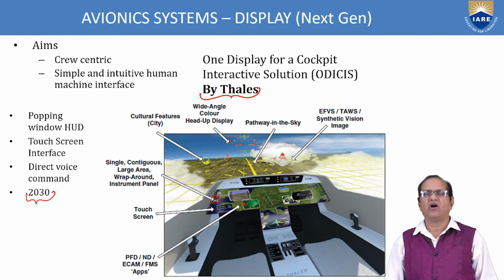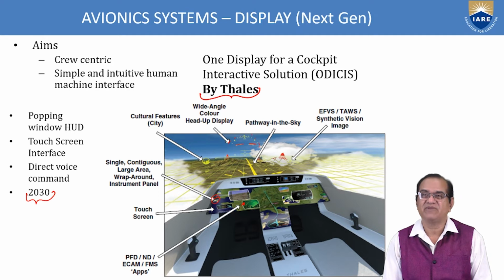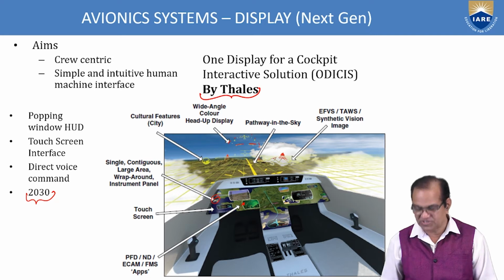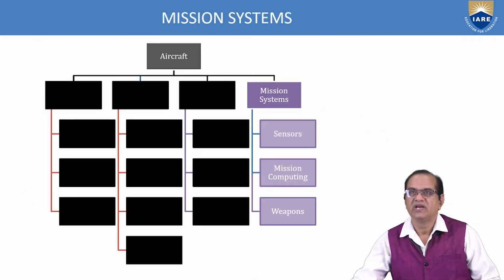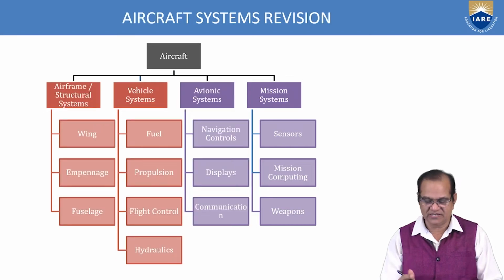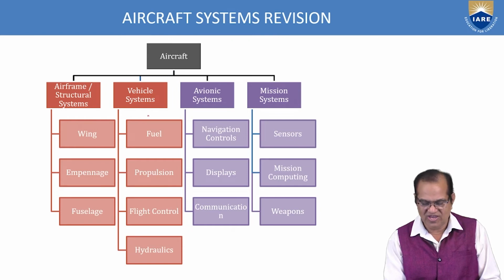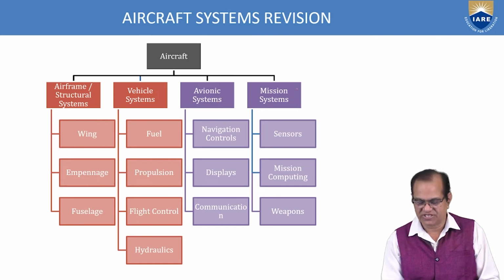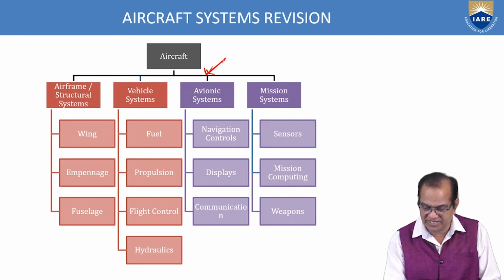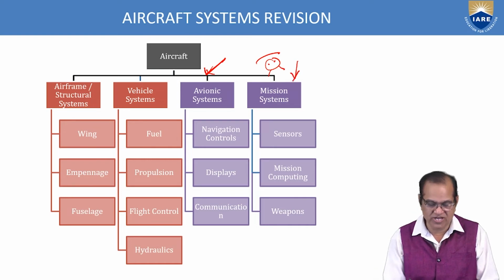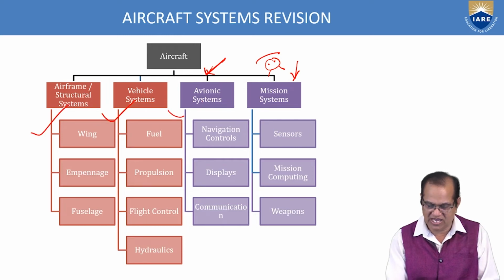So as of now, I have done with my avionics systems. As I have indicated, my topic is avionics and the mission system. So now I will proceed with my mission system. In aircraft, the systems can be divided into airframe, structural system, vehicle system, avionics system, and mission system. This I have just completed, and this I am going to take now. This I have already done.